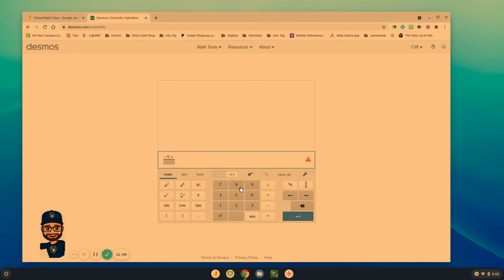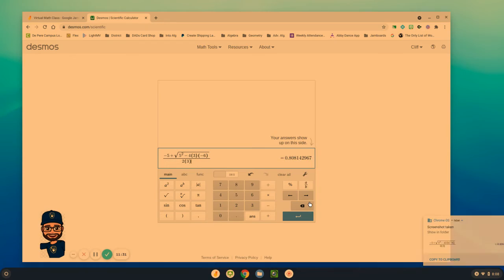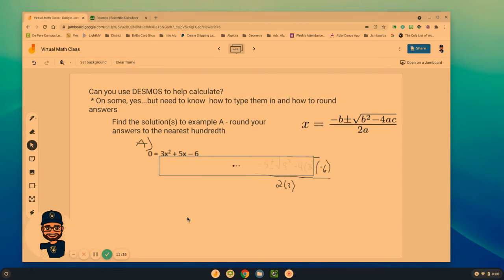-5 plus, now I have to use this square root button, 5 squared minus 4 times the a value, which was 3, times the c value, which was -6. And then I'm going to click down here underneath and do 2 times my a value, which was 3. And you'll notice there is our answer that we have to make sure that we round. So I'm going to just copy that over here quick and paste it.